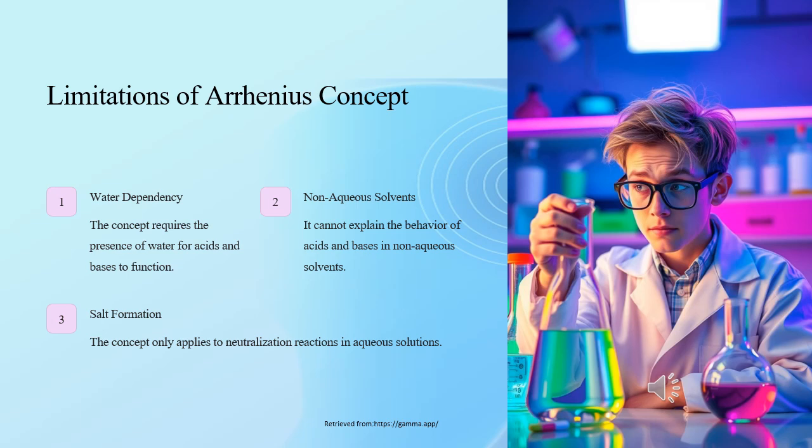The Arrhenius concept of acids and bases, introduced by Svante Arrhenius, defines acids as substances that produce hydrogen ions in water and bases as substances that produce hydroxide ions in water. While it was a groundbreaking theory, it has some limitations that restrict its application. Here are some main limitations. The first one is water dependency, the second is non-aqueous solvents, the third is salt formation.